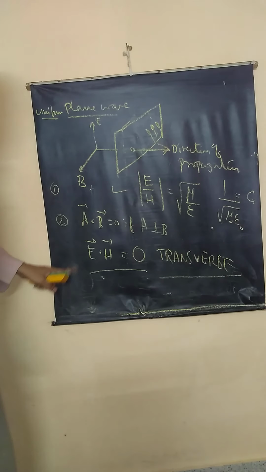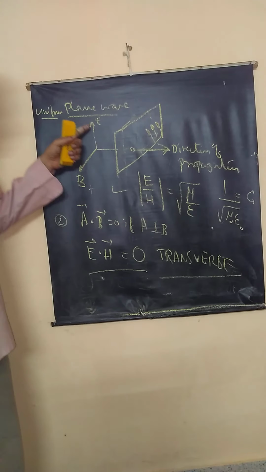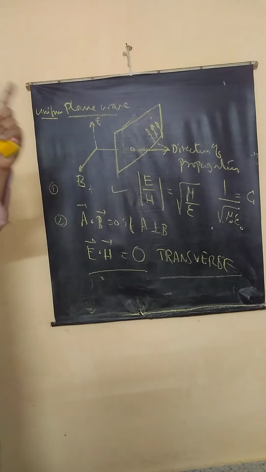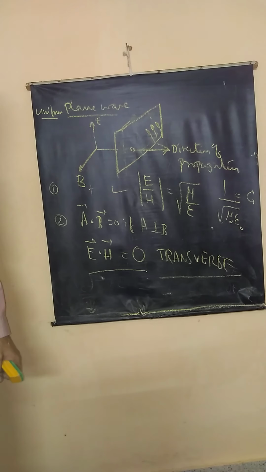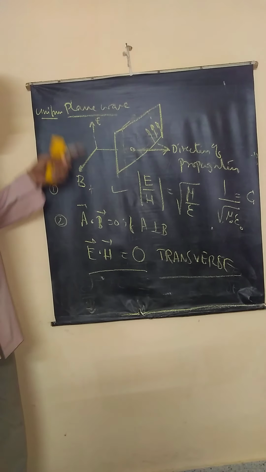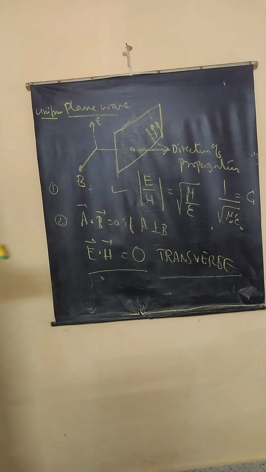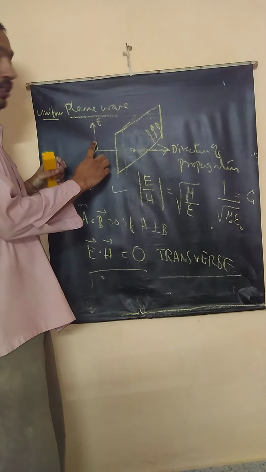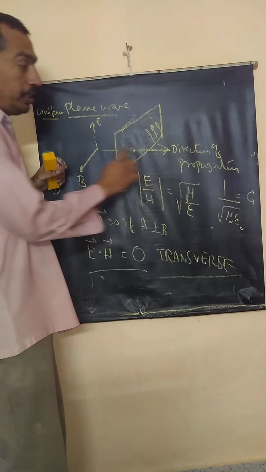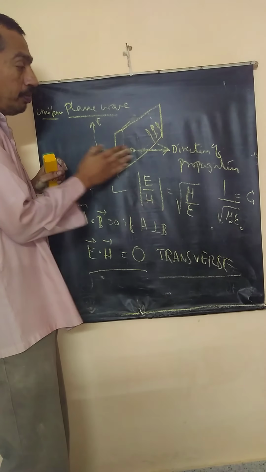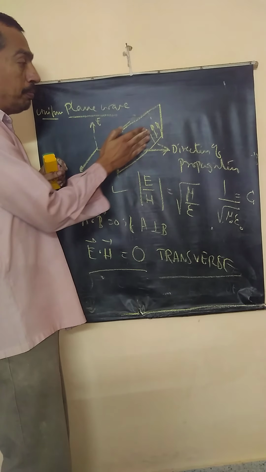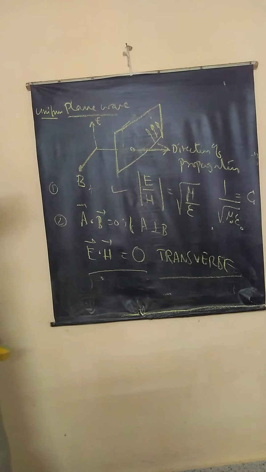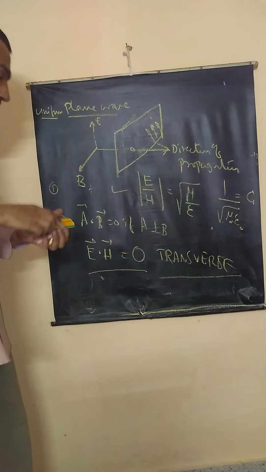Electromagnetic waves are said to be transverse. Why? Electric and magnetic fields are perpendicular to each other. Right? So, what are plane waves? Plane electromagnetic waves are those waves in which the electric field, which is perpendicular to the direction of propagation, remains uniform along a plane perpendicular to the direction of propagation. You understand it? Okay.